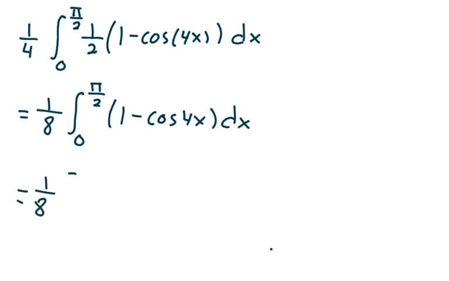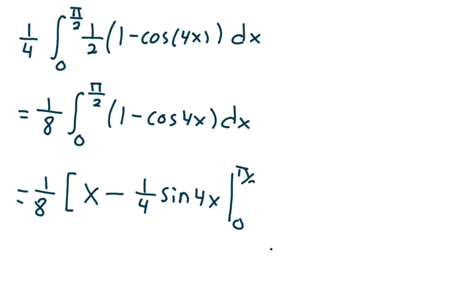So we get 1/8 times the quantity x minus 1/4 sine of 4x evaluated from 0 to pi over 2. If I replace x with pi over 2, I get pi over 2. And remember, sine of 2 pi is 0. And then when I replace x with 0, I get 0. And so the answer here to this question is 1/8 times pi over 2, which is equal to pi over 16.